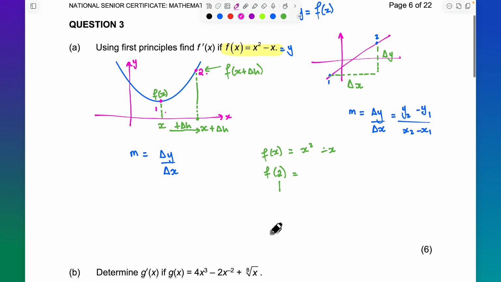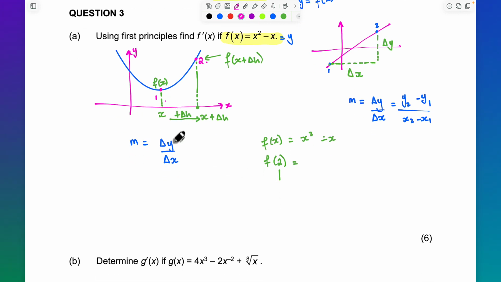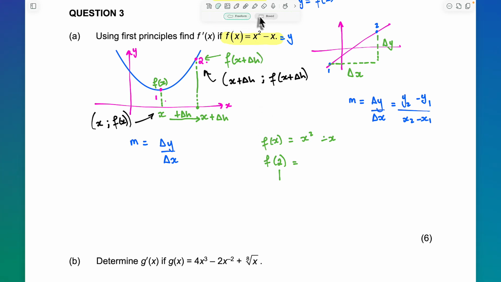Cool. So now we know that we've got 2 points. Let me write these a little bit more clearly. Our 2 points are this point here, where your x value is x plus delta h and your y value is f of x plus delta h. And then you have a second point over here where your x value is x and your y value is f of x.